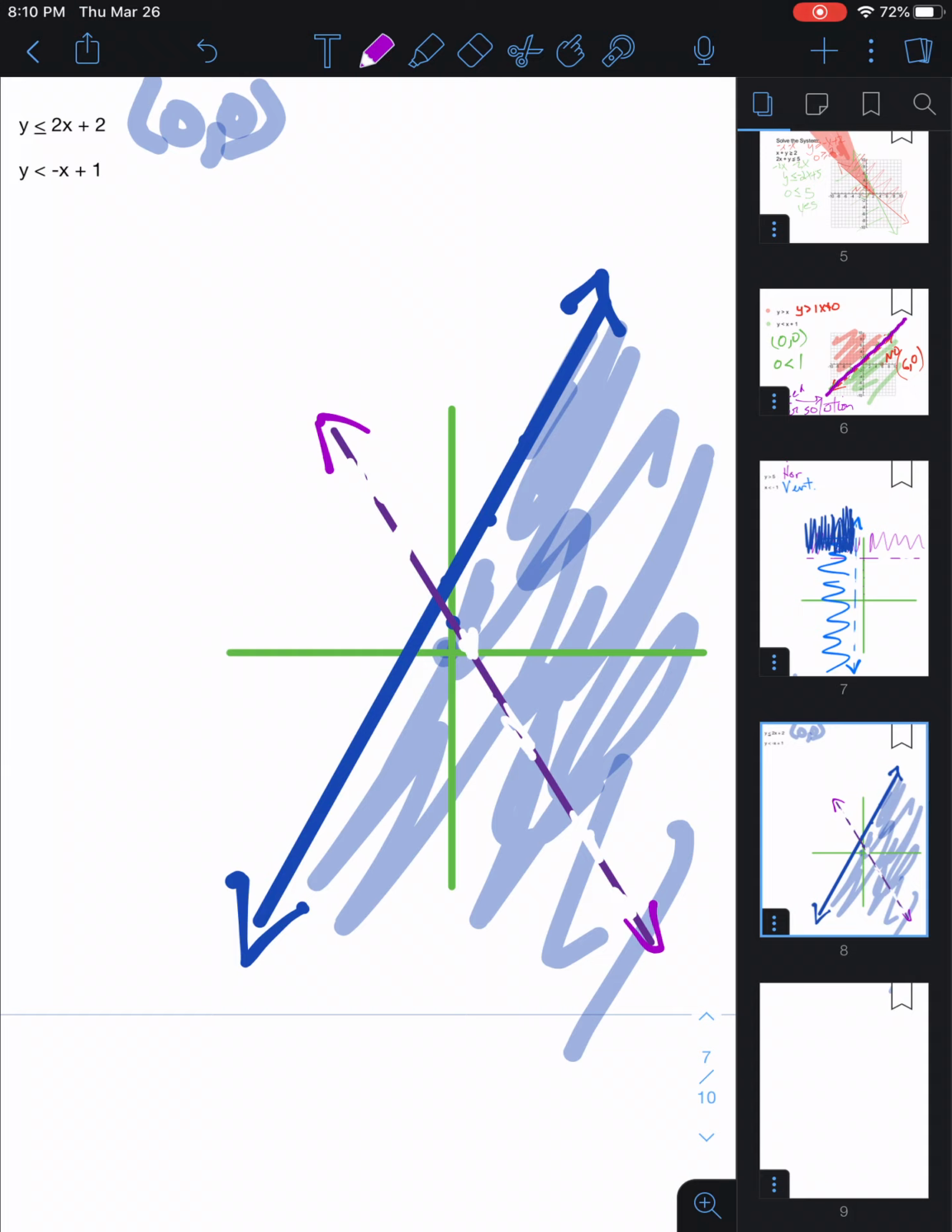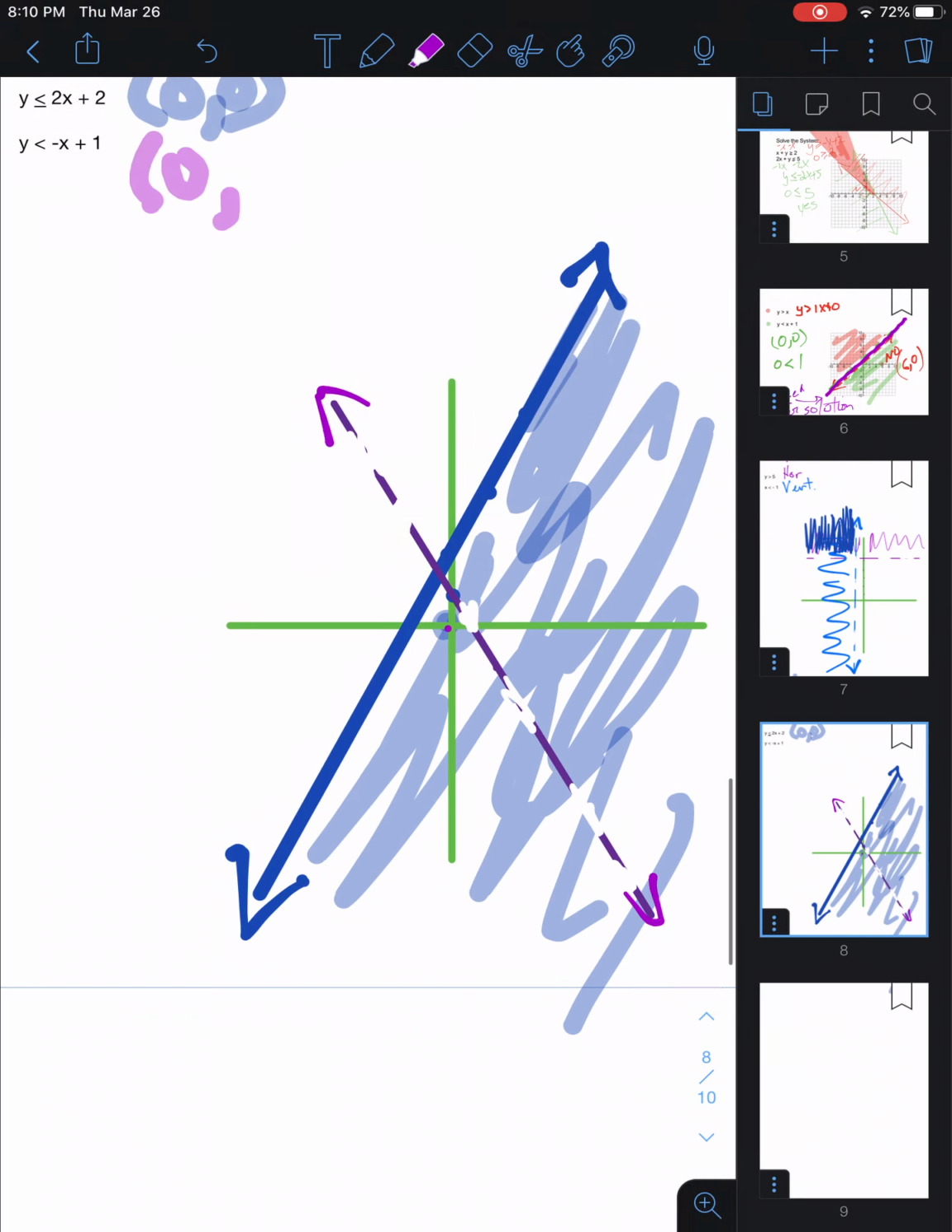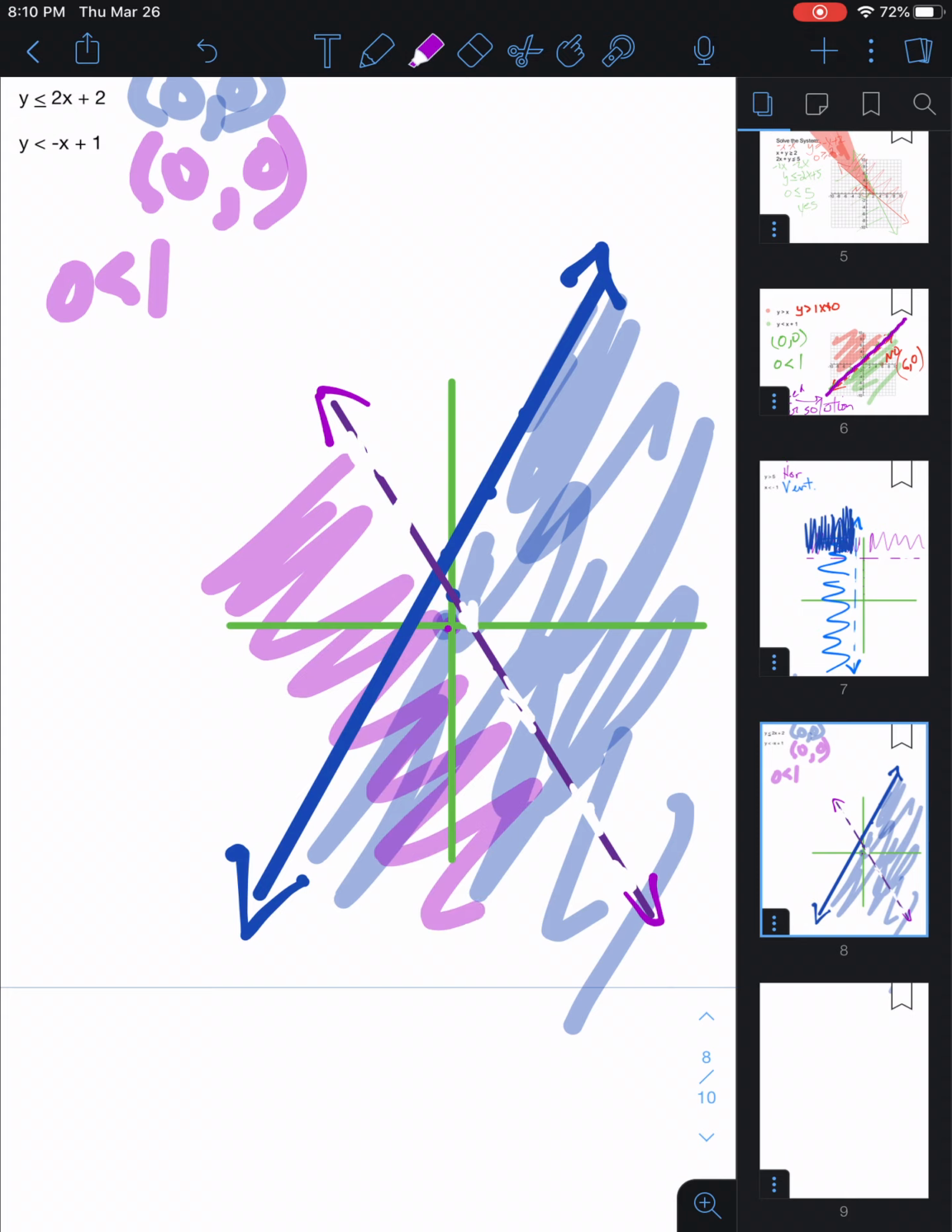So on this one it is less than, so if I pick 0, 0 again on this one, let me pick the shaded purple. Okay, and less than, so we'll check 0, 0 again. This would be 0 less than the opposite of 0, plus 1. Is 0 less than 1? And yeah, it is. So again, this is a solution, and we're going to shade over here.